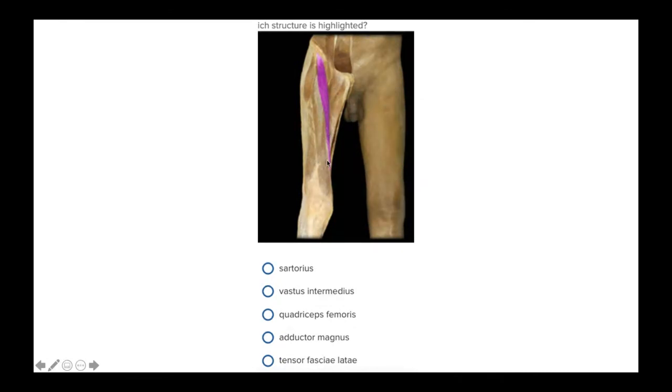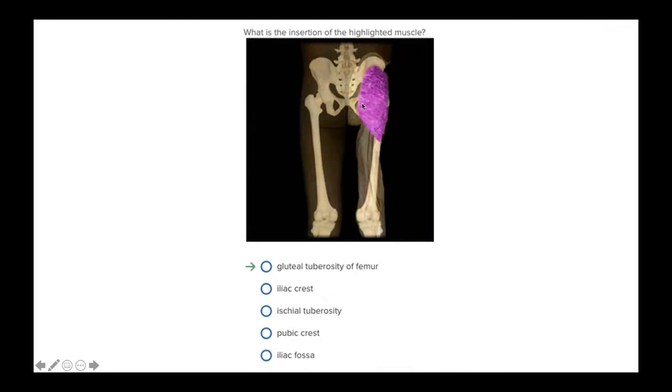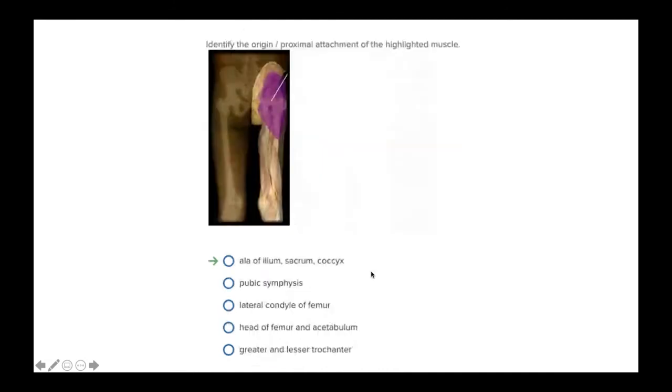Okay, what's the structure that's highlighted? We said this is the sartorius. Now we're looking at the gluteus maximus. It's the posterior portion, and the gluteus maximus is going to insert on the gluteal tuberosity of the femur. There is a gluteal tuberosity of the femur. Nothing else makes sense here. Iliac crest, that's up here. Ischial tuberosity, that's here. Pubic, that's here. Iliac fossa doesn't make sense, right? So gluteal tuberosity of the femur.